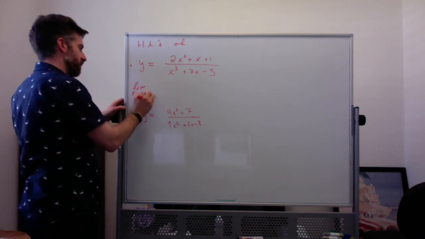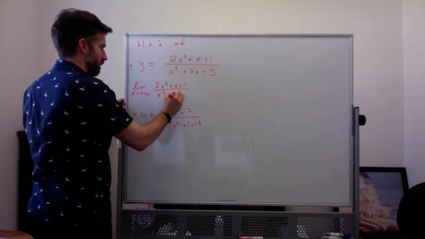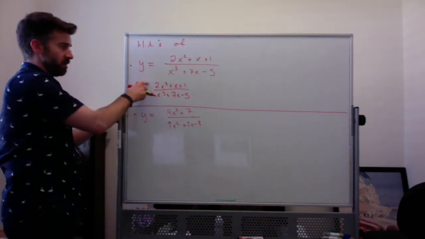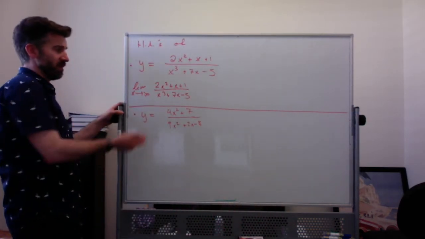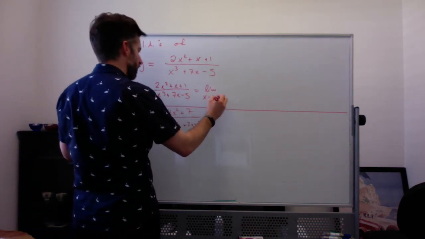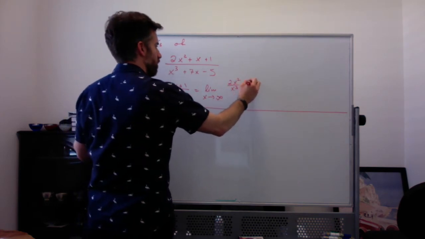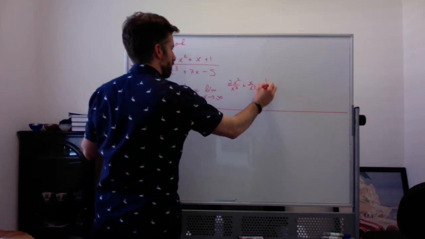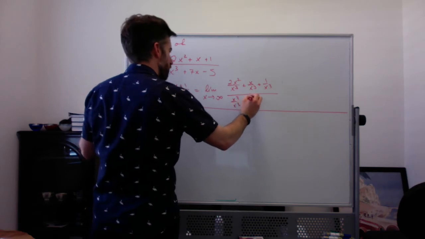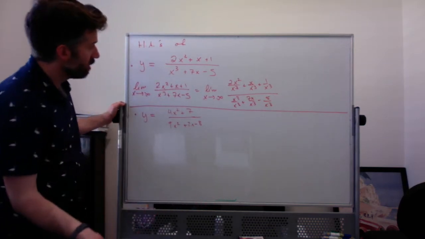Limit as x goes to infinity of 2x squared plus x plus 1 over x cubed plus 7x minus 5. We can just say it's 0 because the degree on top is less than the degree on the bottom, but you can also do the work of dividing everything by the highest power of x in the denominator. So 2x squared over x cubed plus x over x cubed plus 1 over x cubed, all over x cubed over x cubed plus 7x over x cubed minus 5 over x cubed.